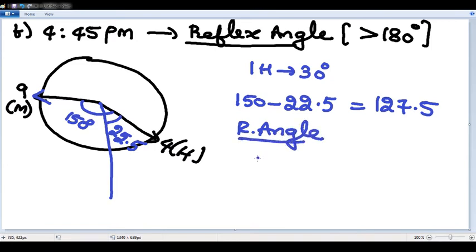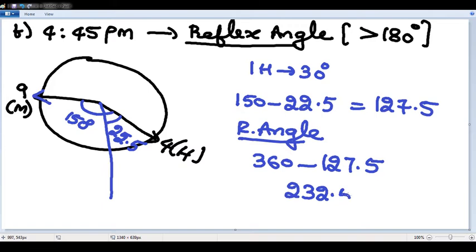So a reflex angle is nothing but 360 minus 127.5, which is 232.5. Now this is the reflex angle. Everybody can solve these. These are very traditional questions. Now let me take it to the CAT level, to the next level.